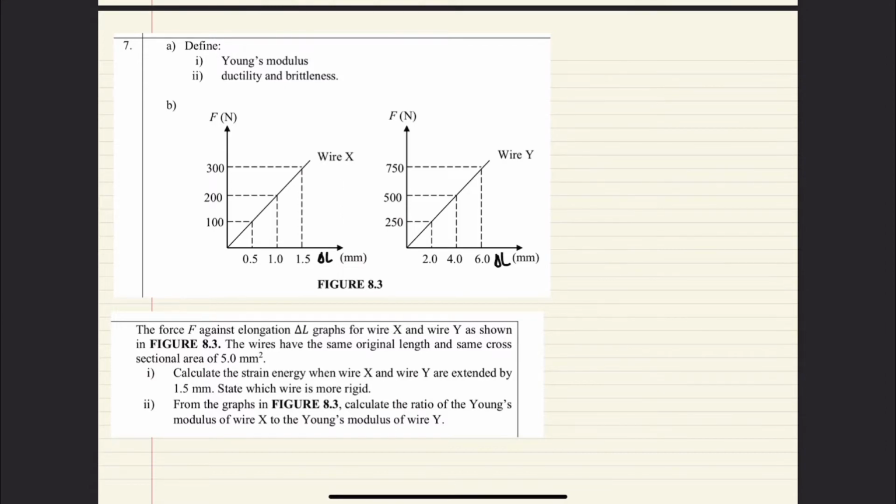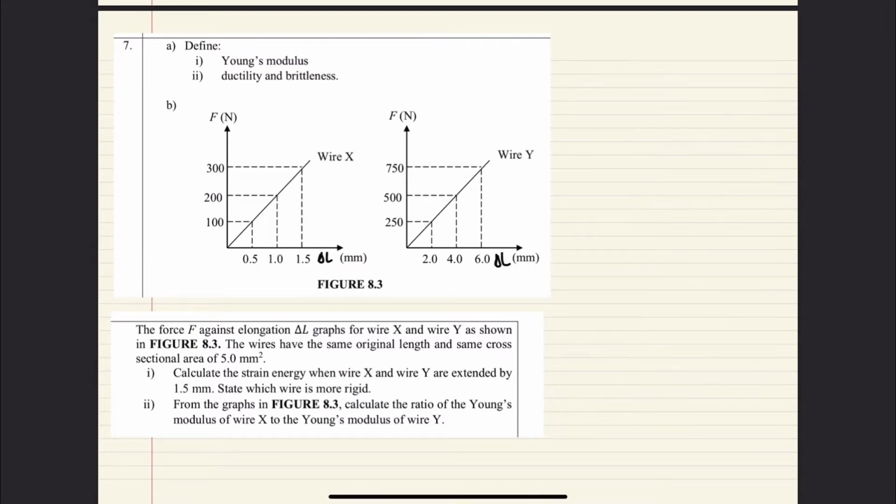So basically, if you have a graph of F against delta L, and then you want to find the strain energy, it would be just the area under the graph. Okay, if it is a graph of stress against strain, the area under the graph would be strain energy per unit volume. Okay, so this one should be straightforward.